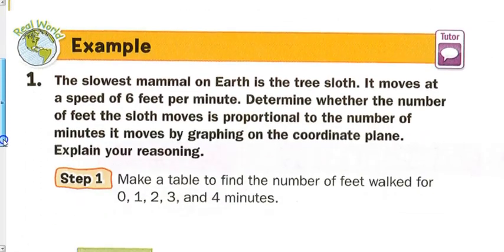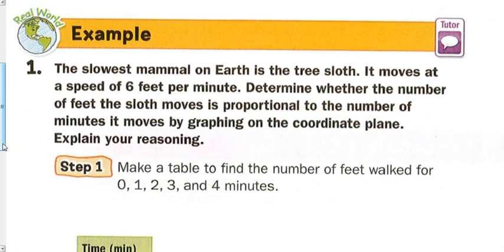So our first example here says the slowest mammal on Earth is the tree sloth. It moves at a speed of 6 feet per minute. Determine whether the number of feet the sloth moves is proportional to the number of minutes it moves by graphing on the coordinate plane. And then we're going to explain our reasoning.